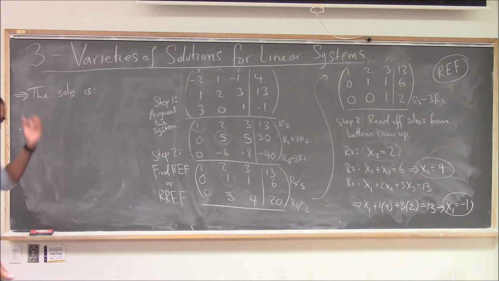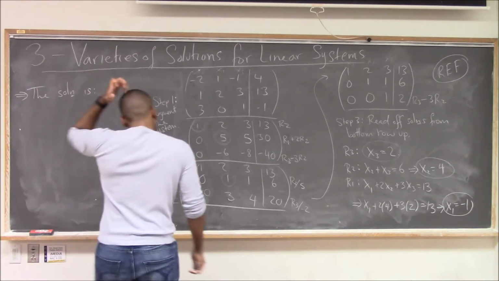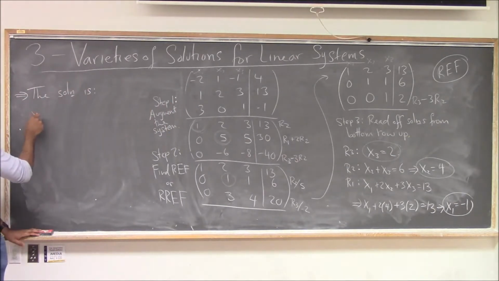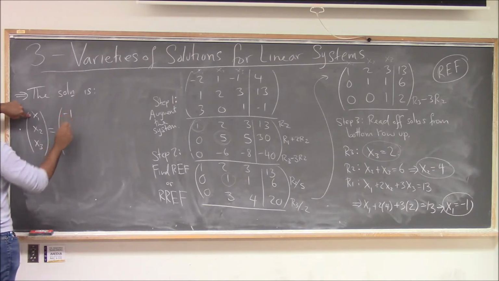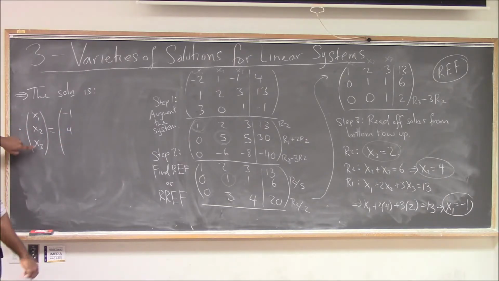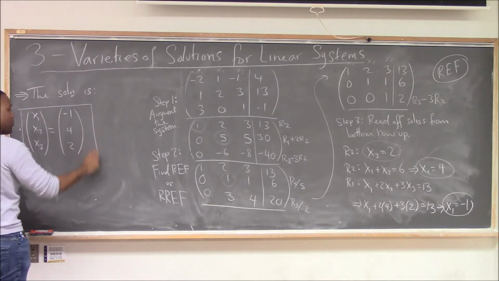Here's how we write the solution. It's customary for us to write them as column vectors, so that's what we're going to do. x1, x2, x3 is equal to, now we just put in the values. x1 was minus 1, x2 was 4, and x3 was 2. So this is the solution to the system.